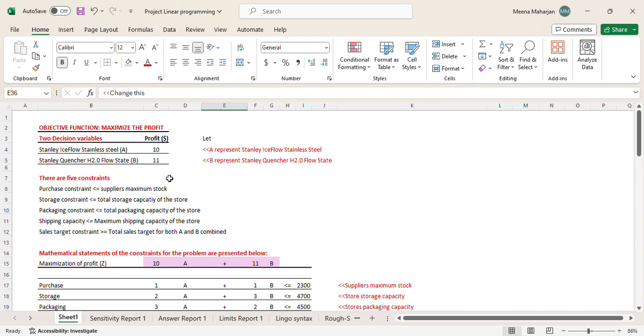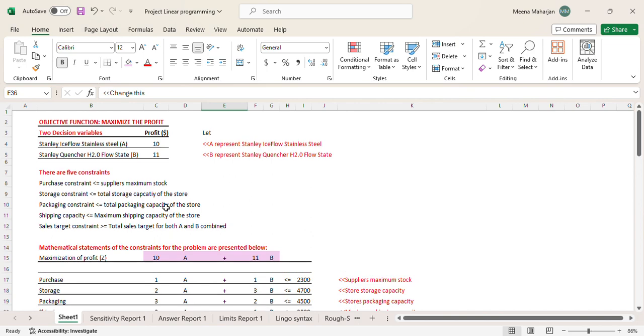We are all about hiking and our store specializes in tumblers for outdoor enthusiasts like us. Today we are diving into linear equation programming and sensitivity analysis with the goal of maximizing the profit. So let's go into the detail of our model first.